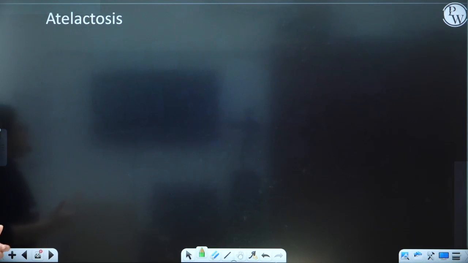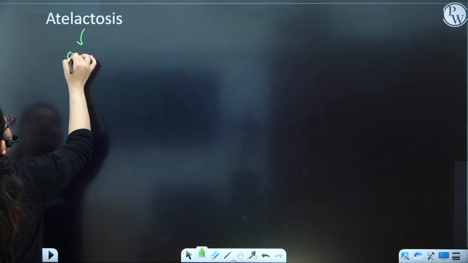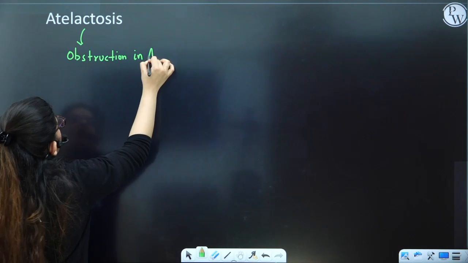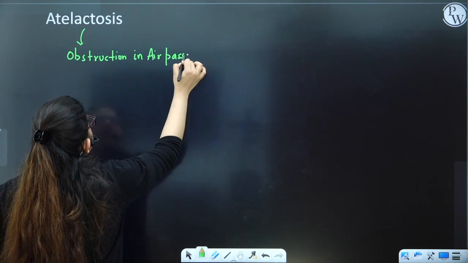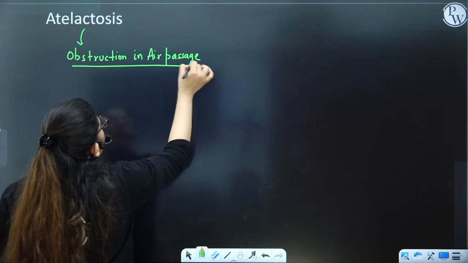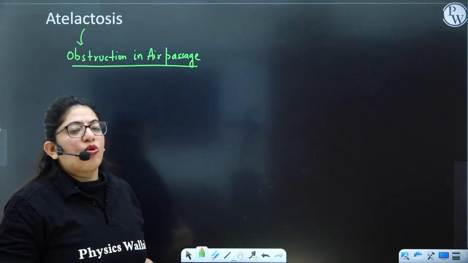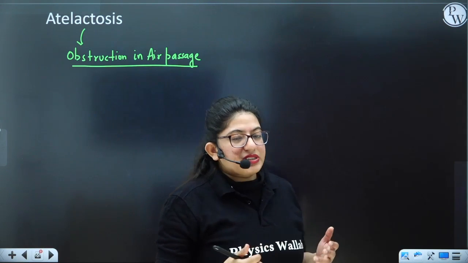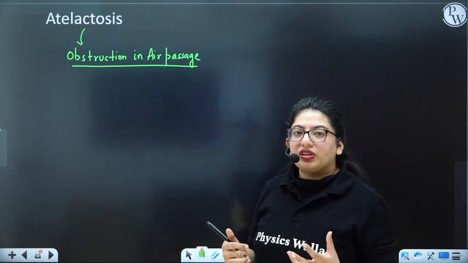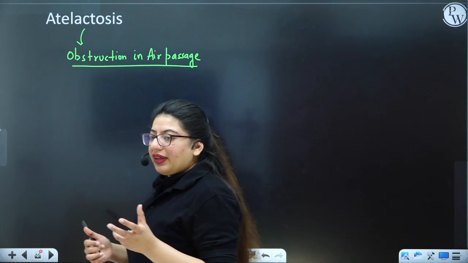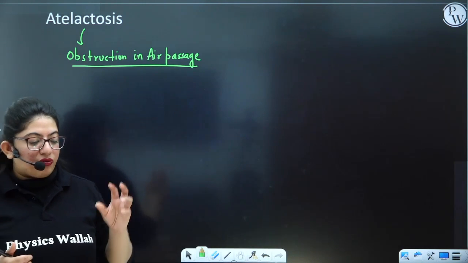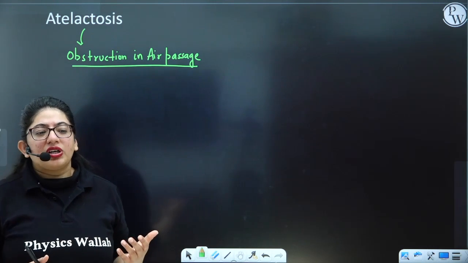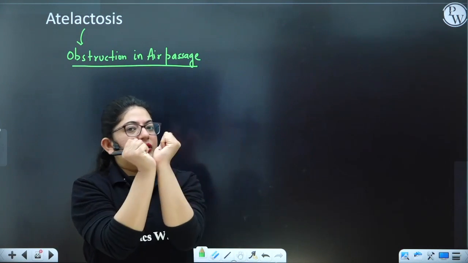Next is atelectasis. What is atelectasis? It is obstruction in air passages. So when can a person face this condition? Atelectasis is actually a condition more than a disorder. I've told you that the alveoli get damaged in emphysema. So when the alveoli get damaged, the walls of the lower respiratory tract get damaged. If the wall is damaged, it can squeeze in, right?